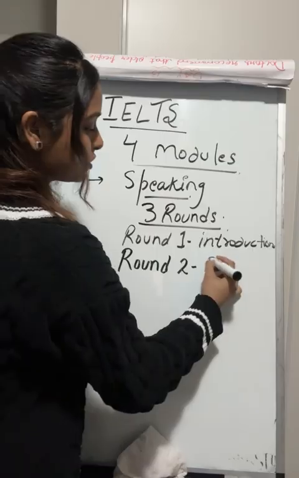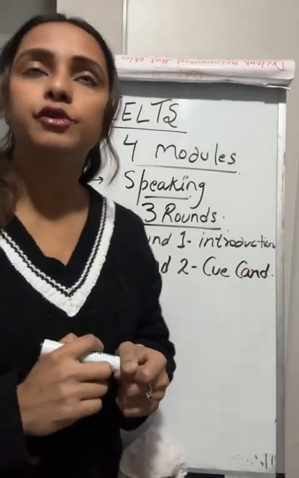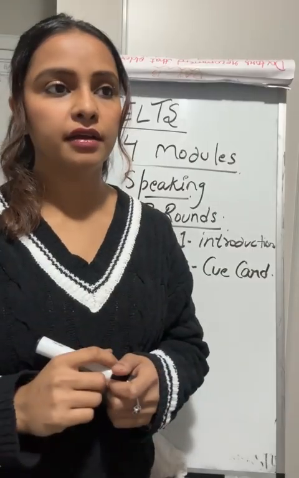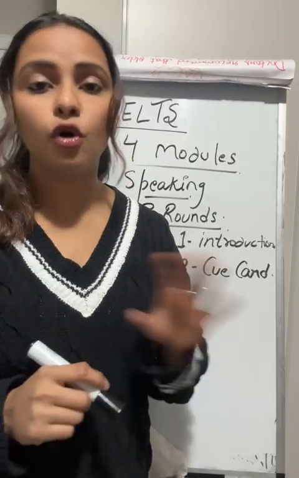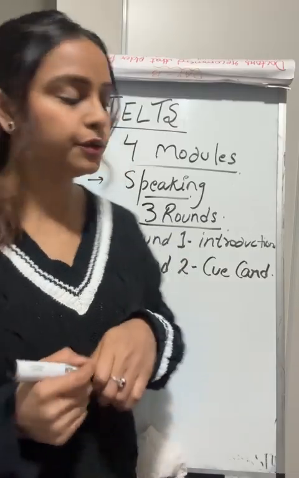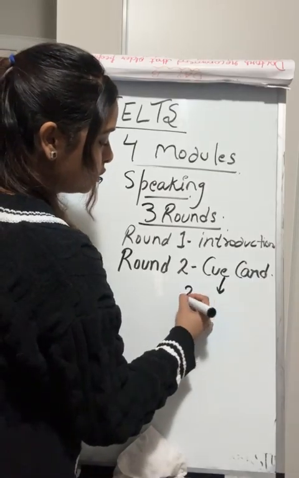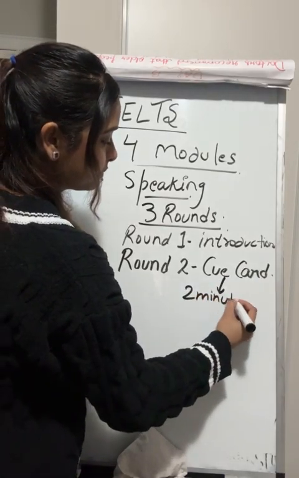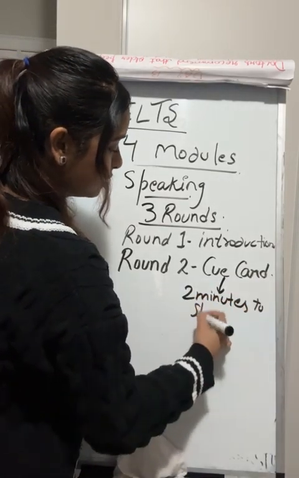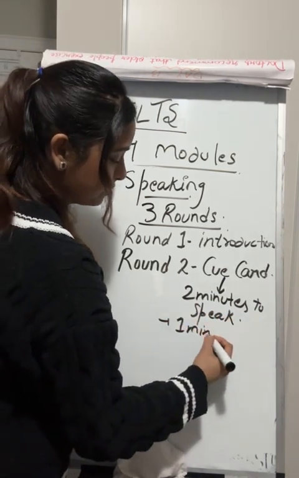Round 2 consists of a cue card. Cue card means the examiner will give you one topic to speak on. It can be any topic and there is no option. You cannot choose. There will be just one topic which will be given to you, and you have to speak for 2 minutes continuously. But before that, you'll be given 1 minute to prepare.